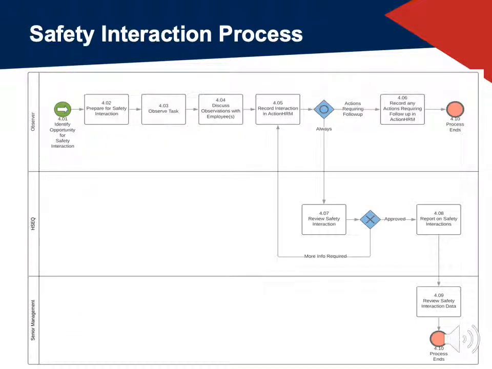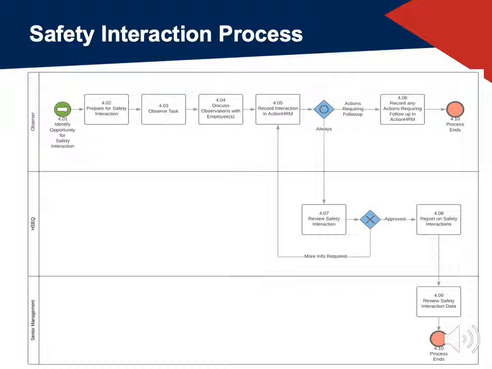Stepping through the process, we first identify the need for an interaction. Step 2, we prepare the interaction. Step 3, we observe a task. Step 4, we discuss the observation with the co-worker. Step 5, we record the interaction in Action HRM, which we'll go through in detail later.